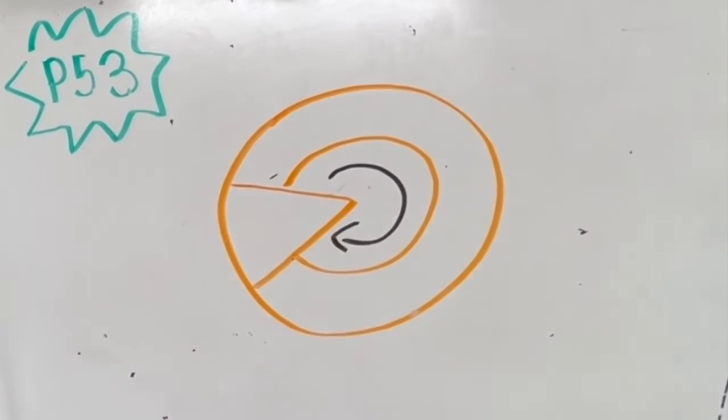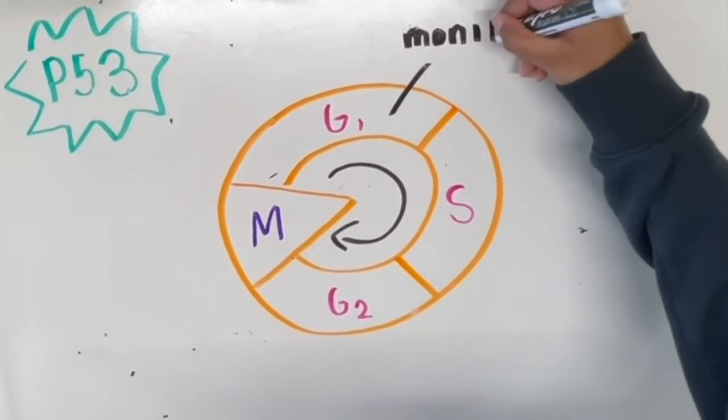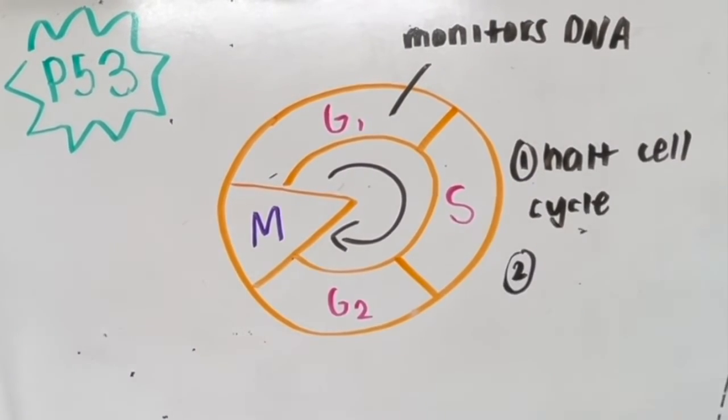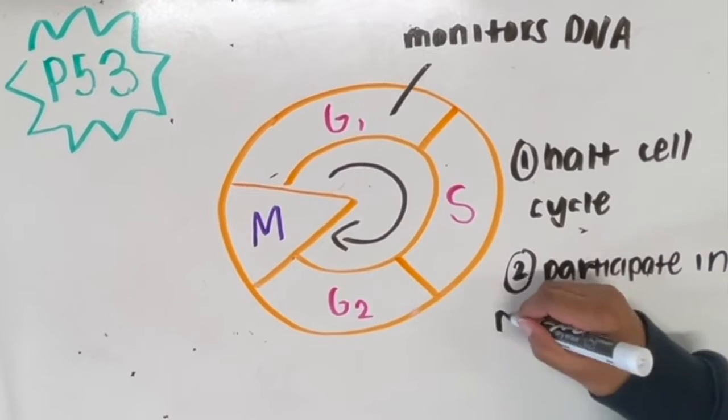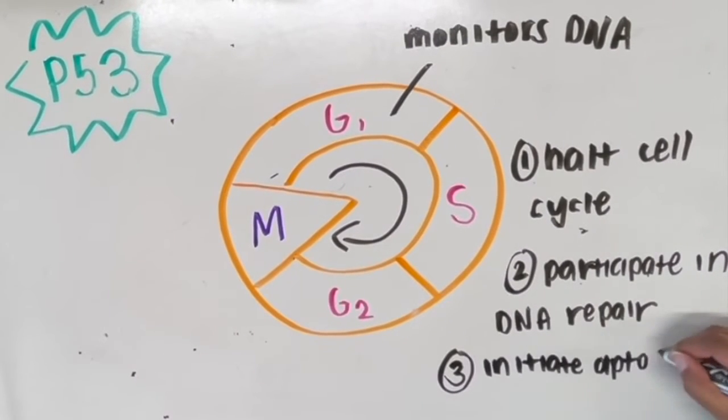The P53 protein is essential at the G1 checkpoint in the cell cycle, whose function is to monitor DNA. The P53 protein activates other genes whose products halt the cell cycle, providing time for DNA repair, activates genes whose products participate in DNA repair, or activates genes that initiate apoptosis, or cell death, when the damage to DNA cannot be repaired.